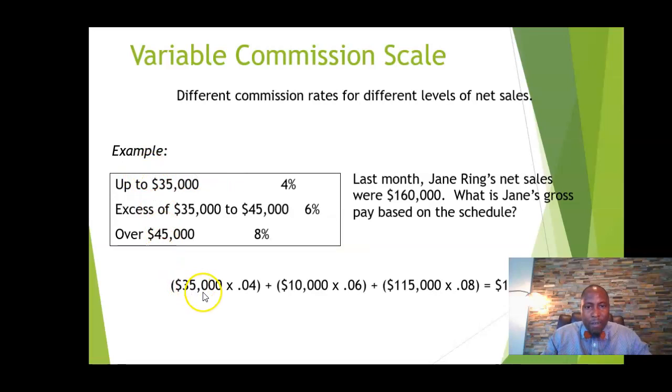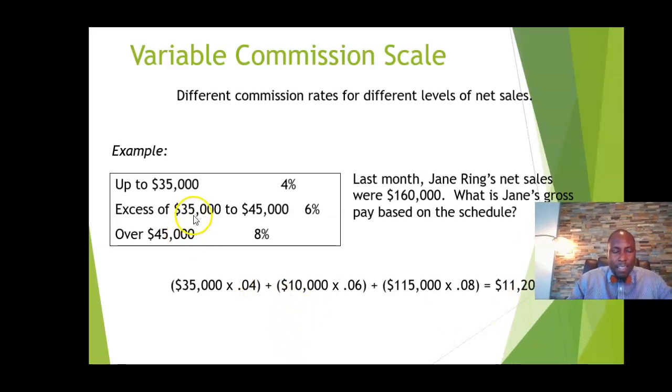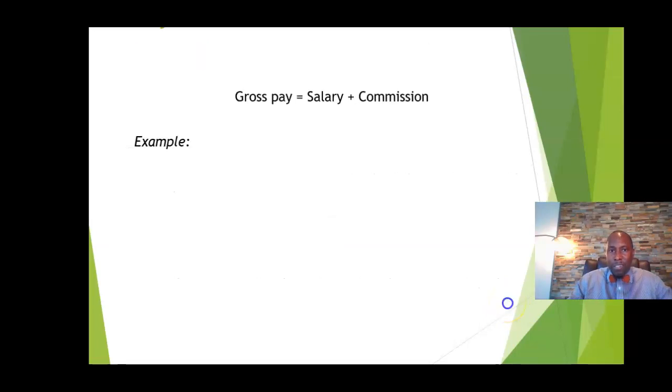So for the first $35,000, it's going to be at 4%. For the next 10,000, 35 to 45, it will be at 6%. So that's a total of 45,000. Any amount over 45,000, she'll earn commission of 8%. So when you take the various commission scales, the first 35,000 at 4%, the next 10,000 at 6%, and the amount over 45,000 at 8%, Jane for this month will have gross pay of $11,200.